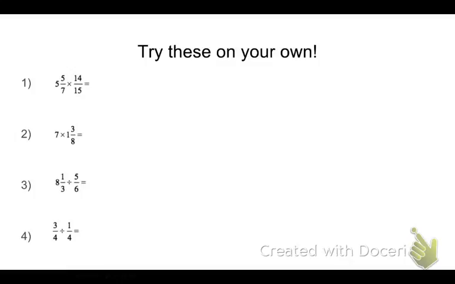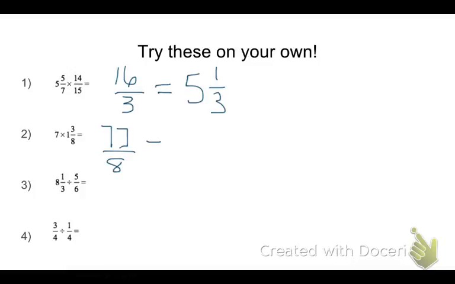The answer to number 1 is 16/3, which when you simplify or turn into a mixed number is 5 1/3. Number 2, the correct answer is 77/8. When you divide it to turn it into a mixed number, you get 9 5/8. Number 3, this one was division.